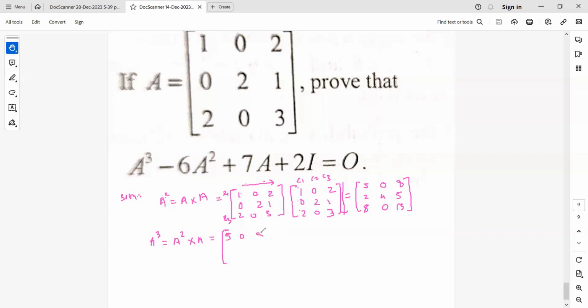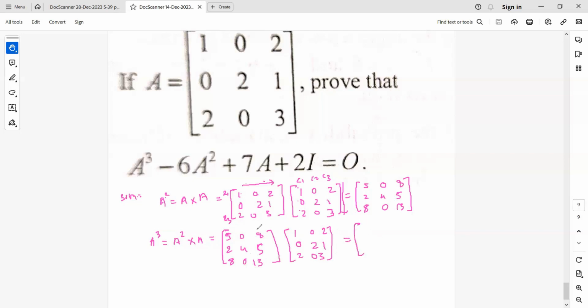So 5 0 8. Next 2 4 5, and then we have 8 0 and 13. We need to multiply this with A. So this will be 1 0 2, 0 2 1, and then 2 0 3.